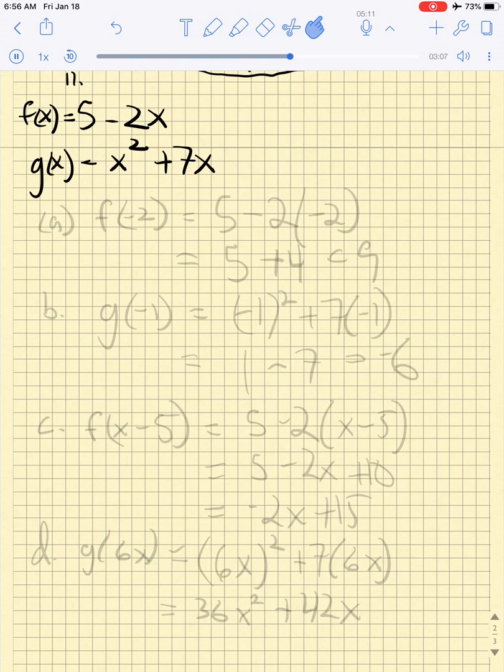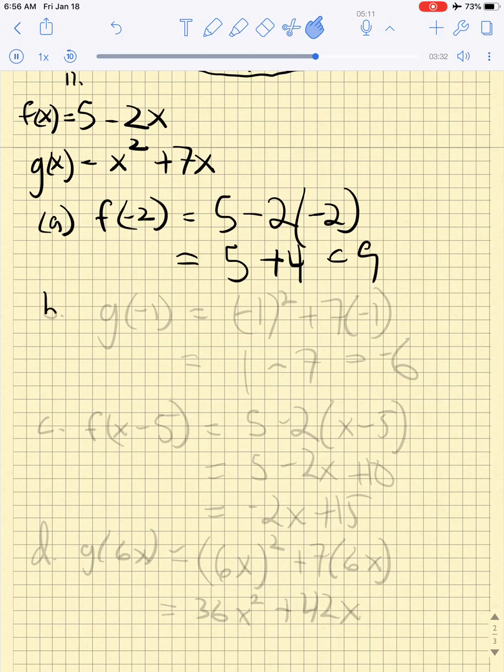For part A, they ask for what? F of negative 2. F of negative 2 is equal to f of x, but instead, everywhere that we see an x, substitute in the value negative 2. This is going to give us 5 plus 4, which is 9. Okay?